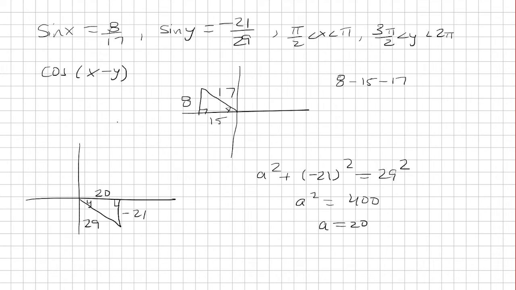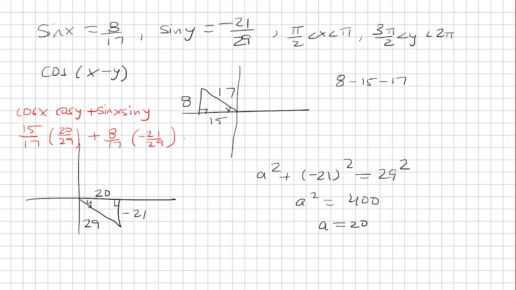Now we want to solve for cosine of x minus y, and for that, that's just going to be cosine x cosine y, and then plus sine x sine y. Cosine x is adjacent over hypotenuse, that's 15 over 17. Cosine y is 20 over 29. And plus sine x is 8 over 17. Sine y, that was negative 21 over 29.